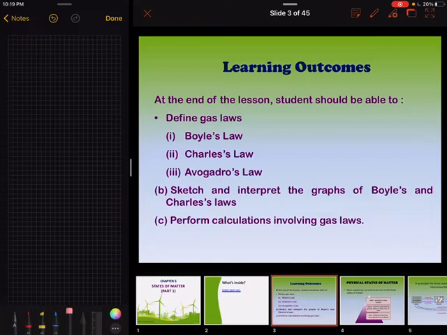Okay, so you must understand what are these laws. What are the constants dan apa dia punya variables, and then you must be able to sketch and interpret the graph of Boyle's and Charles' law, and also you must be able to perform calculations involving the gas laws by using their respective formula.